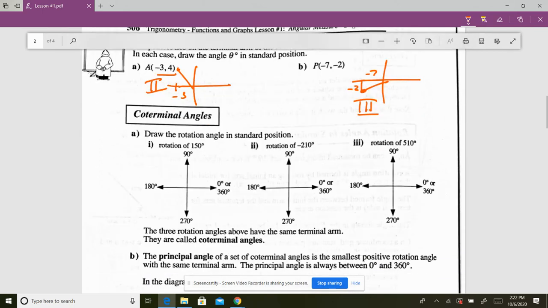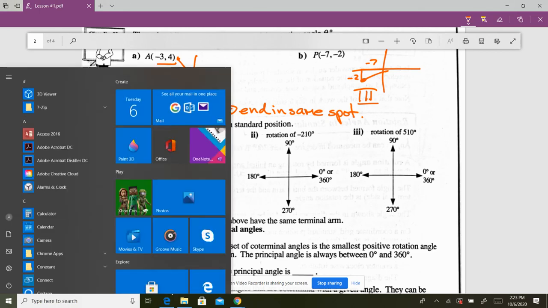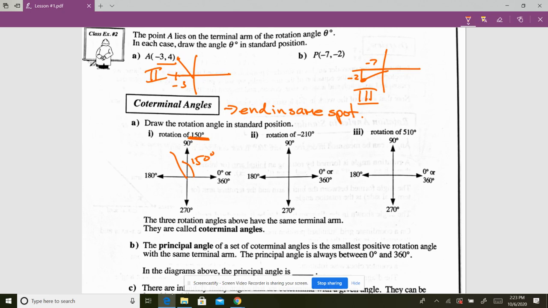All right. Coterminal angles. All that means is you end up in the same spot. So if I say draw angle 150 degrees, which quadrant do you finish in? Quadrant 2, right? Because we're not quite at 180. So we're somewhere there. That's 150. This angle would be 30. Another 30 degrees would get me to 180.